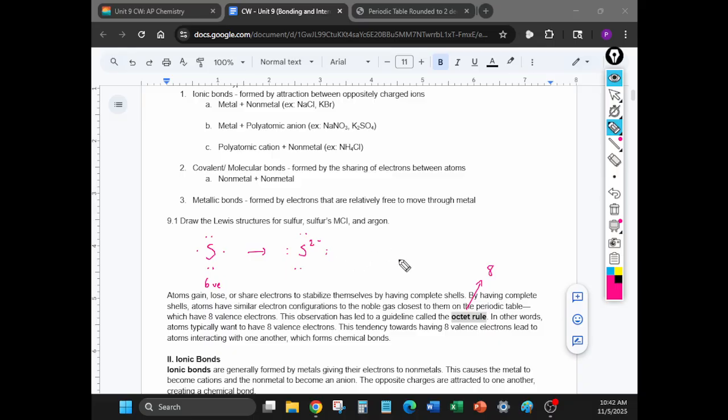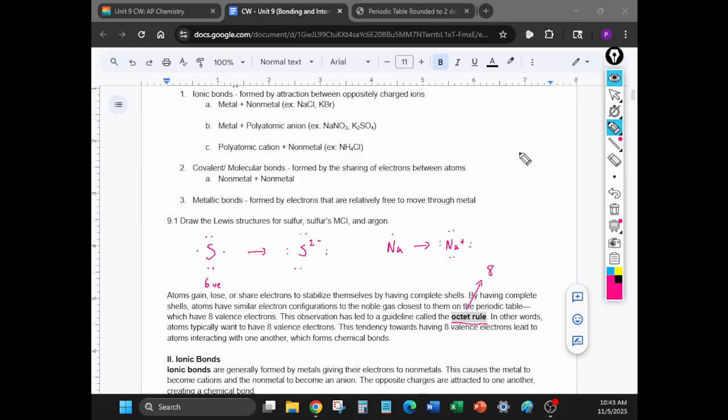Some other examples are cations that lose electrons. For example, regular Na has 1 valence electron, but it loses 1 valence electron to become Na+, so that it has a complete valence shell. We talked about in the previous unit how elements want to have stable, complete valence shells, right? This is what we call the octet rule. So most elements want to get to 8 valence electrons, okay?